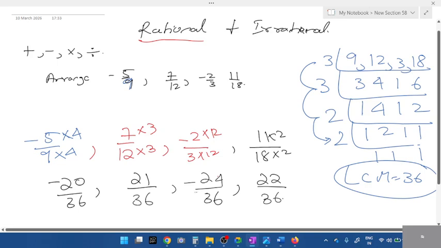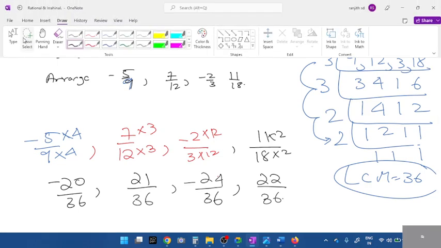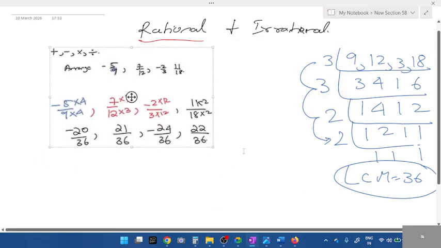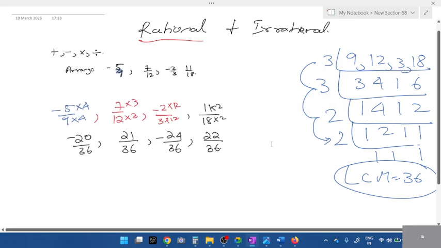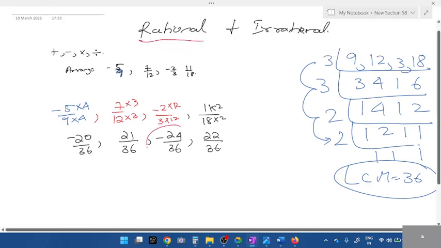Now ignore the denominator. Just look at the numerator. Which is the smallest value? Minus 24 or minus 20? Minus 24. Remember, in negative numbers, students, whichever is greater, that is the smallest number. So minus 24 is greater in magnitude. This comes first. Don't write this. You have to write the original value. What's the value representing minus 24?